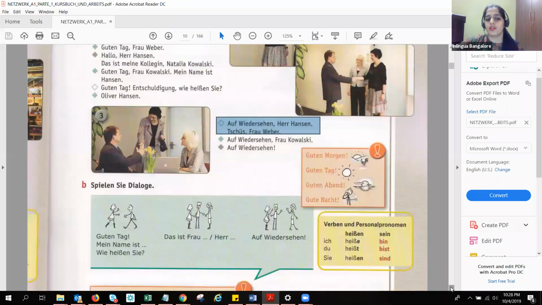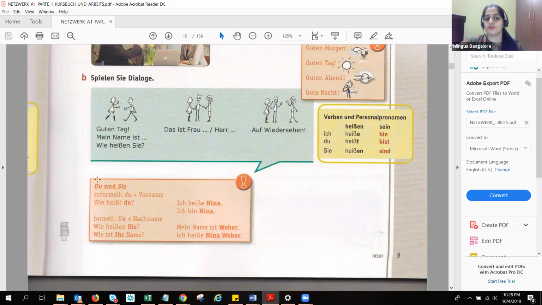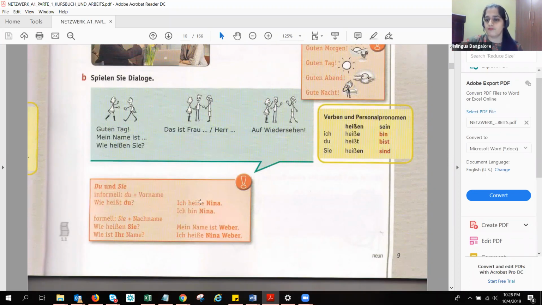So Vorname means first name. Whenever you talk to your friend, that is informal and you will use the first name. Wie heißt du? Ich heiße Nina. You can tell your full name as well if somebody is informal, but the correct way is, when somebody is asking informally, just tell your first name.